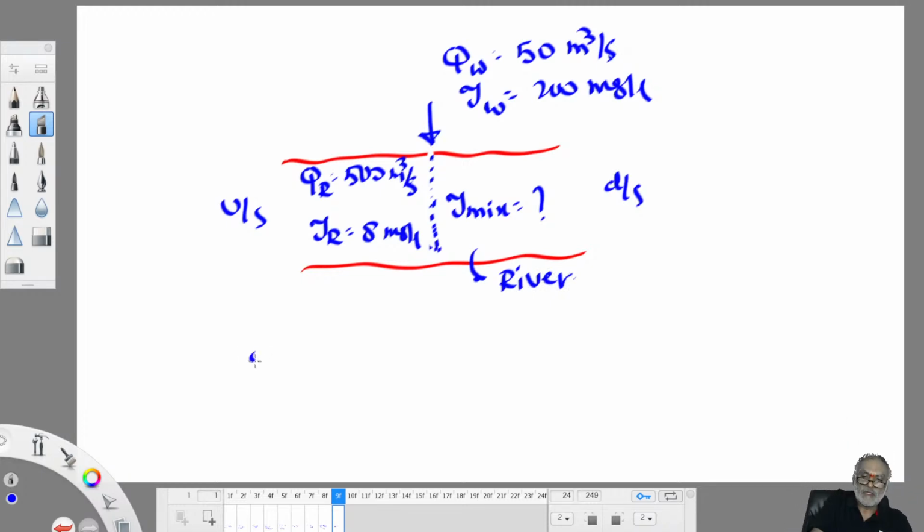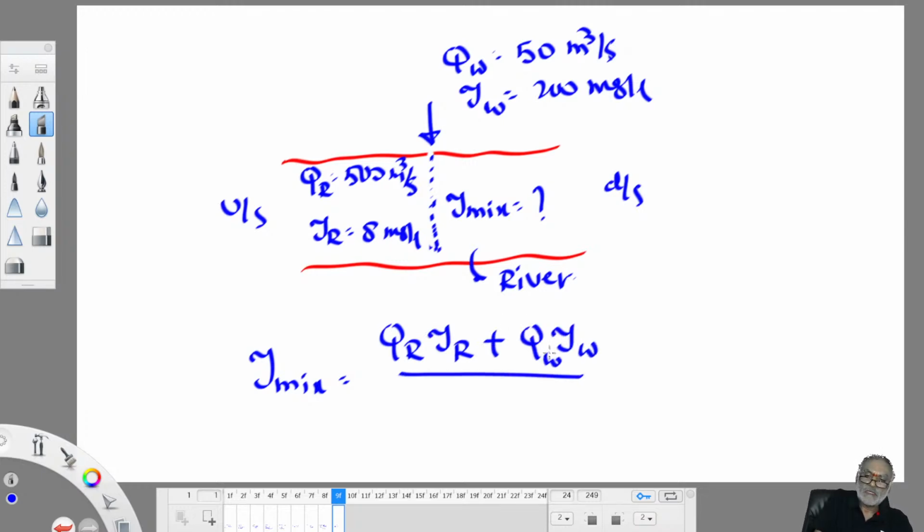So what is the Y mix formula? BOD after mixing is equal to Q river into Y river plus Q wastewater into Y wastewater, divided by Q river plus Q wastewater. C could be any parameter. The only thing you need to remember is that all Q's and all C's must be in the same unit system: Q in meter cube per second, and concentrations in milligram per liter. So comfortably you can substitute in this equation.